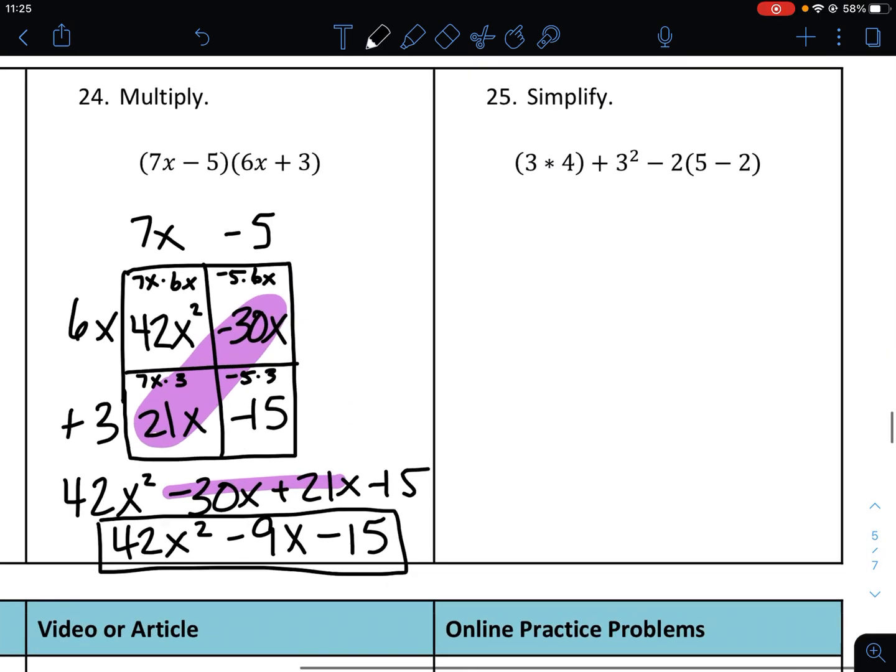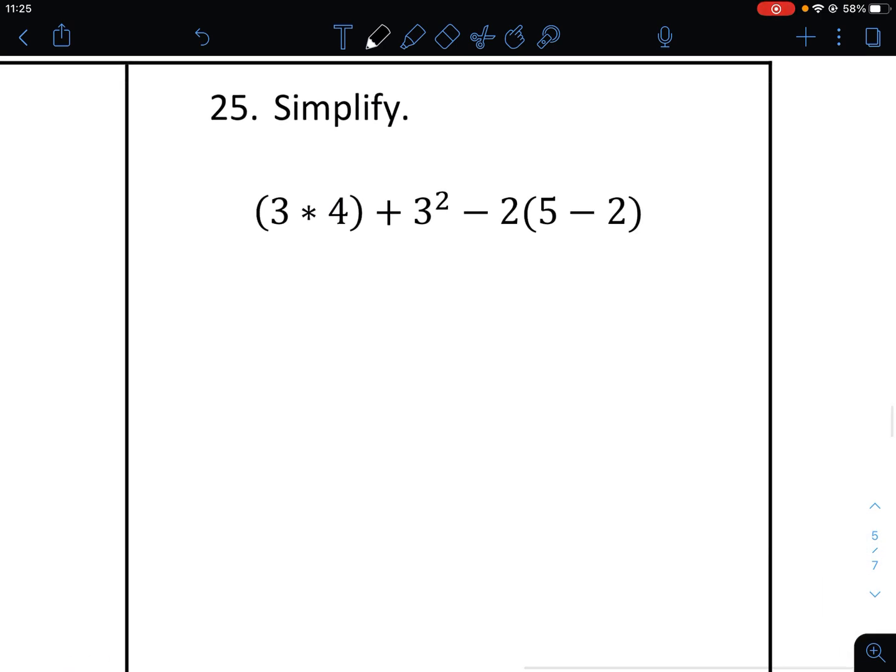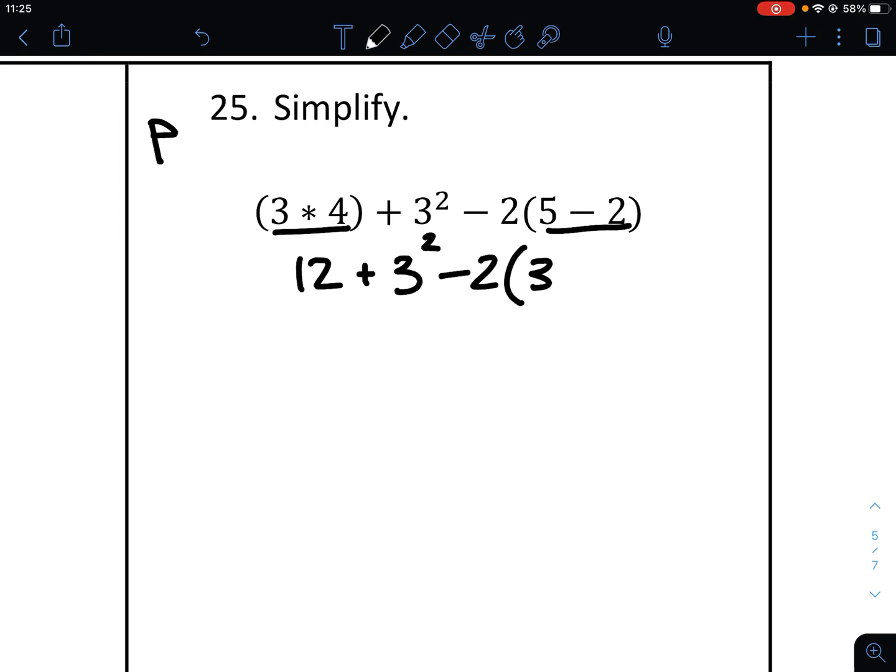And then finally for number 25, we'll follow those order of operations again. We'll start with our parentheses. I've got a 3 times 4 is 12. Everything else I leave exactly the same. I do a plus 3 squared minus 2. Set up this guy is 3, right? 5 minus 2 is 3.